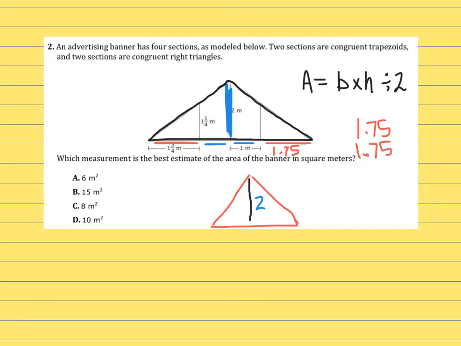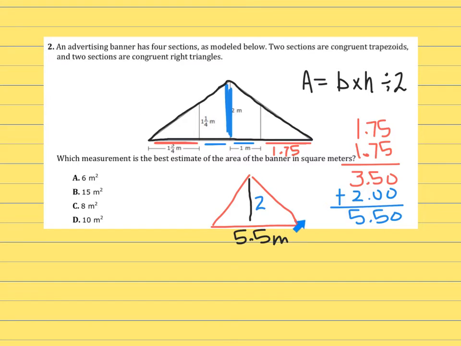1.75, there's 2 of them, which was equal. That is 3.50. Then I have the 2 sections that are 1 each. So now I know that the base should really be 5.5. And these are all in meters. Okay? Now I know my 2 numbers that I need to find the area of this triangle. Overall, this is the outer shape of the triangle, the banner.